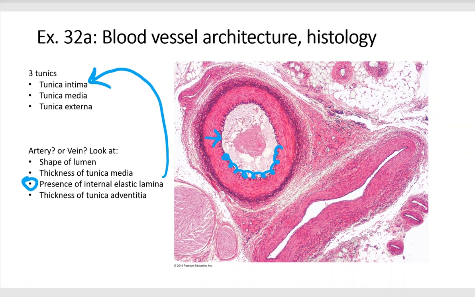And then the last thing to look at is thickness of tunica adventitia. Adventitia is the outer wrapping, and so it's going to be all of this dense irregular connective tissue on the outside, this stuff. And this one has a whole bunch of it. So veins generally have more tunica adventitia than arteries. In comparison, like the ratio of smooth muscle in tunica media to the dense irregular connective tissue of the tunica adventitia, there'll be way more tunica adventitia in a vein compared to its muscle layer.